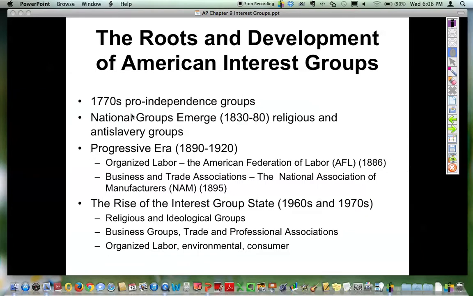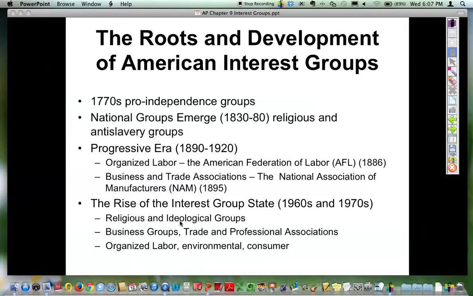During the progressive era, look at all these organized labor groups, because we had people going to work and they were fighting for better working conditions. The AFL-CIO, this first portion was formed in the 1800s and is really one of our largest unions that advocate for laborers' rights. We have business and trade associations, such as the National Association of Manufacturers or the National Association of Realtors present day, and those tend to focus around business goals. We really went through a huge rise of interest groups when we went through the civil rights movement in the 1960s, a varied form of religious and ideological groups.